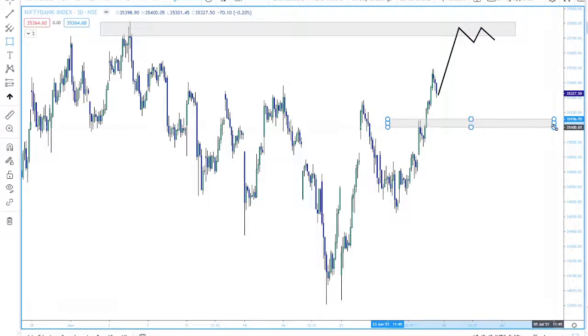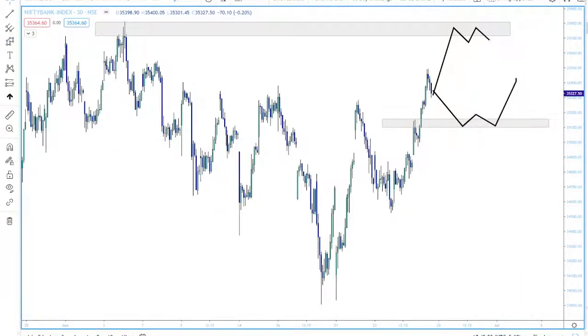If price comes down to these levels here, then I'll be looking for buying opportunities. That's what I'm going to do. And if bulls don't come in this area, then I won't be really looking to buy. As I said, I need some confirmation, so I'm not just going to buy as soon as price hits those levels.